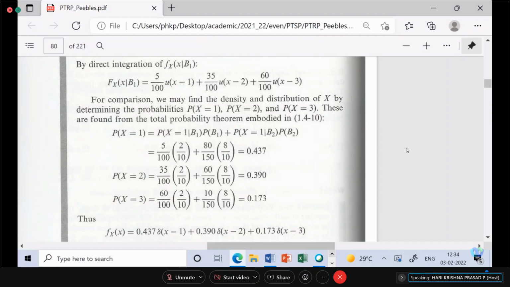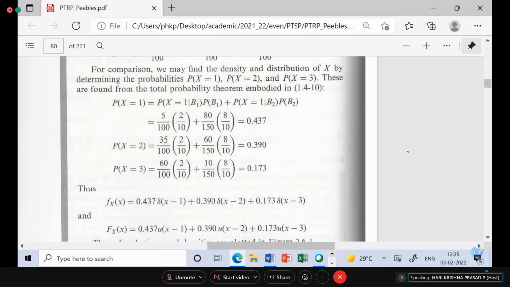Probability of x equal to 2, probability of x equal to 3. Now I got the probabilities. There is no conditioning event now. If there are no conditioning events associated with the probabilities, the distribution and density functions that we write also do not have the conditioning event. So fx of x involves the impulse functions, and each impulse function is scaled by the corresponding probability.